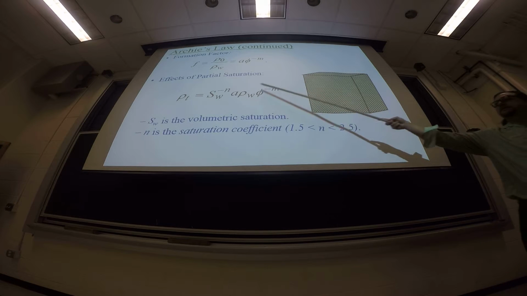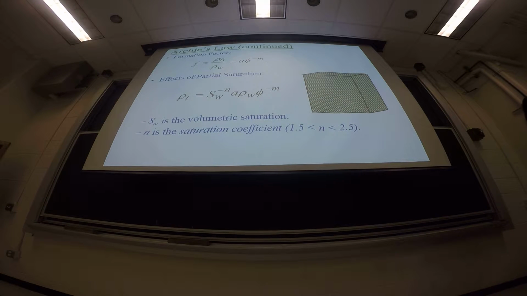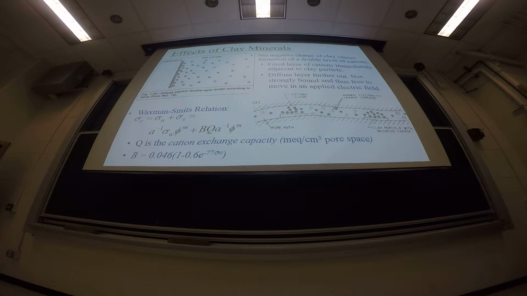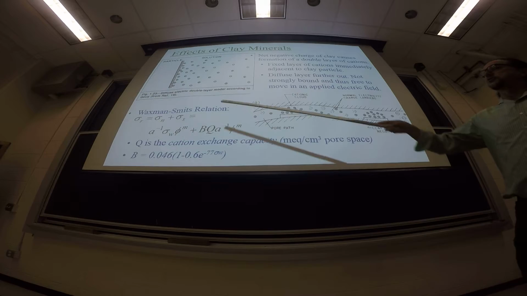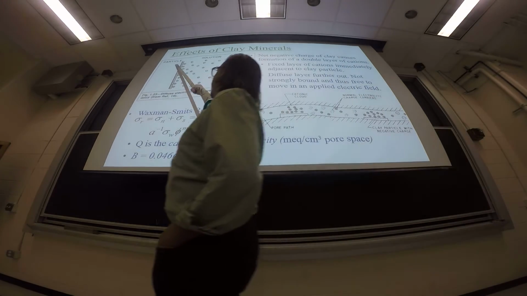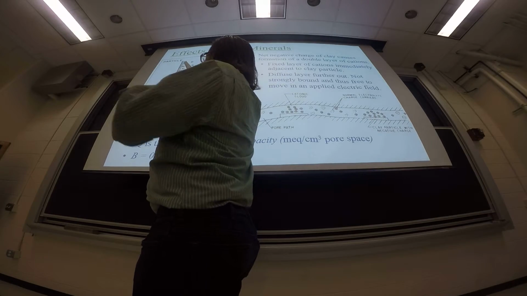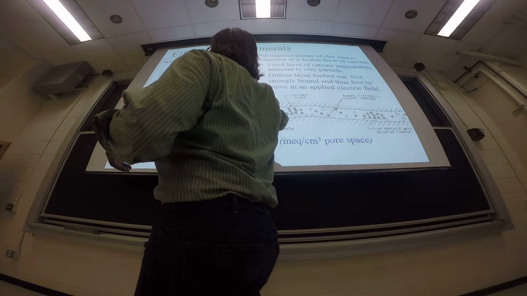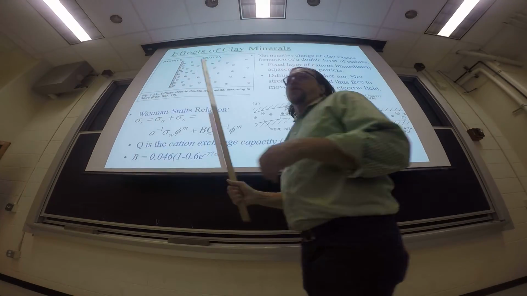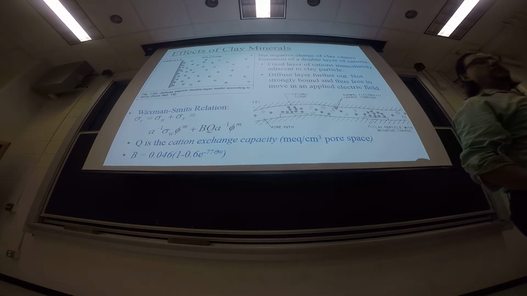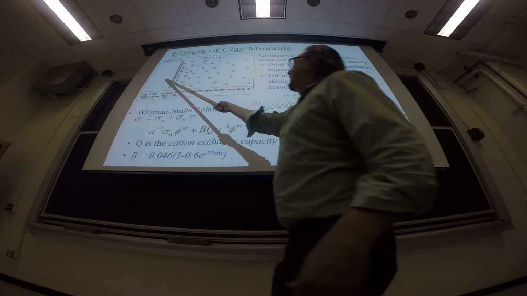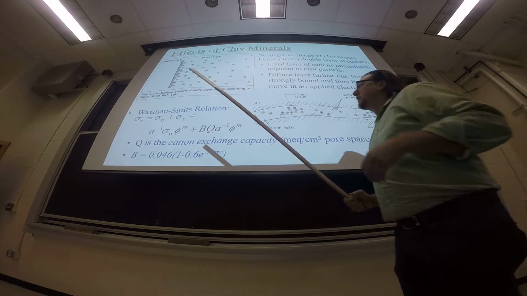These all look like pretty simple expressions, but when you throw clays in the mix, things get a little bit more complicated. That's because clays have a net negative charge along their face. So if you have a clay particle right here, the chemistry of a clay is such that you will generate basically a negative charge along that interface right there. So you've got clay over here, and then you've got a fluid right here.